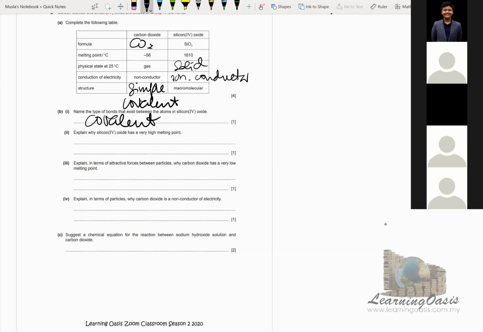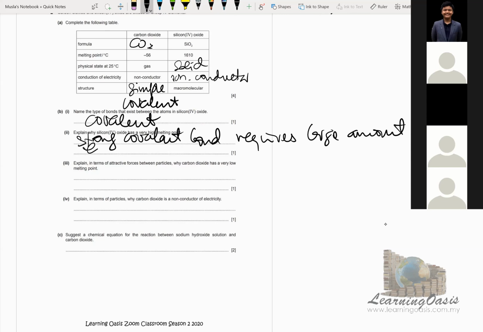Why does giant covalent silicon dioxide lattice have a very high melting point? It has strong covalent bonds, therefore a large amount of energy is needed to overcome the bond. So you talk about strong covalent bonds which require a large amount of energy to overcome.